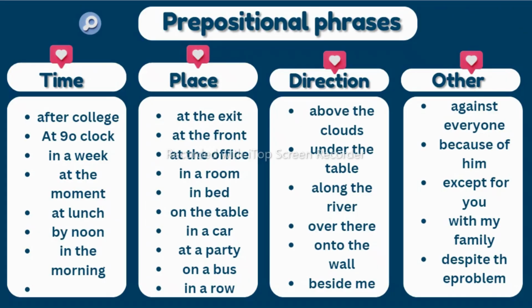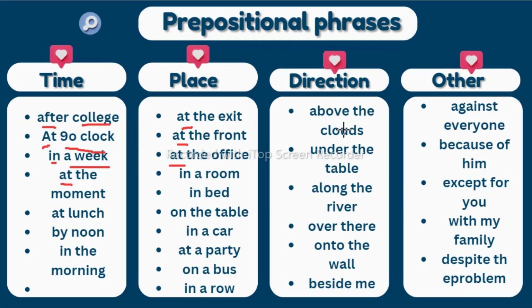Now we have these many types of prepositional phrases, as you can see on the screen, which describe time, place, direction and other things. For example, for time, the prepositional phrase is after college. College is the object and after is a preposition. Here at is a preposition and 9 o'clock is the object. In a week, it is the object and these are all prepositions. At a moment, at is a preposition and this moment is the object. At lunch, by noon, in the morning. At again is a preposition. These all are prepositions describing place. In a room, in a bed, on the table, in a car, at a party, on a bus.